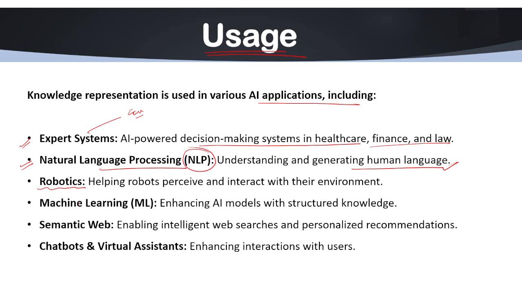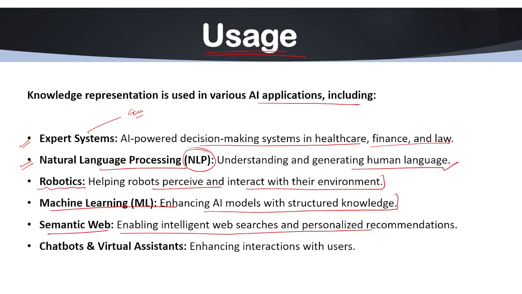In robotics, we always use knowledge representation, helping robots perceive and interact with their environment. Here is machine learning, enhancing AI models with structured knowledge. Semantic web means enabling intelligent web searches and personalized recommendations. This is called the semantic web. That is a very important term. We have already discussed these terms in detail. Chatbots and virtual assistants, so these help us to enhance interaction with the users.